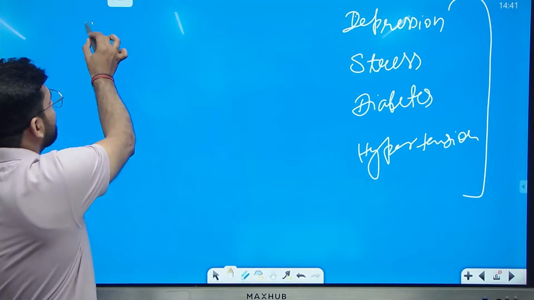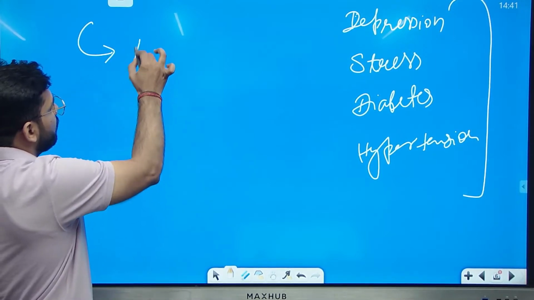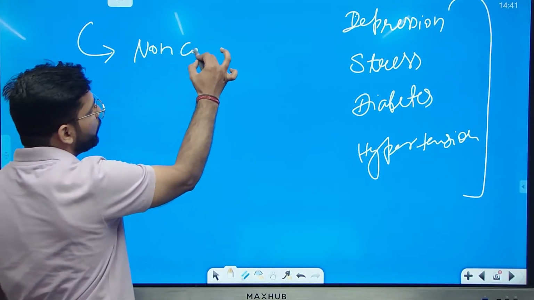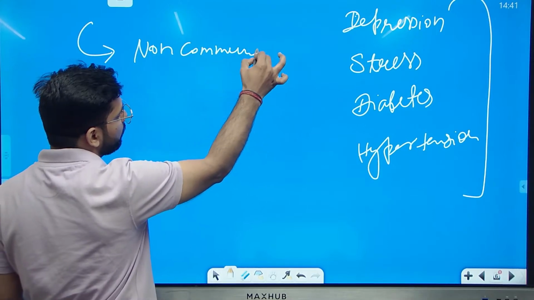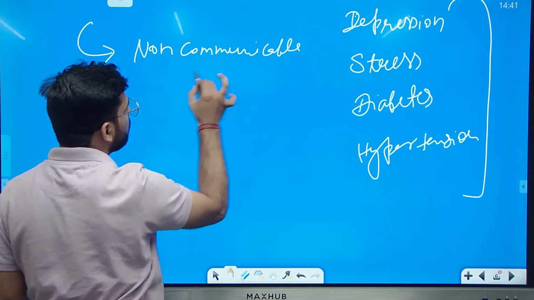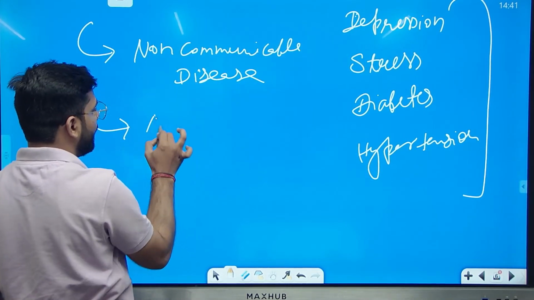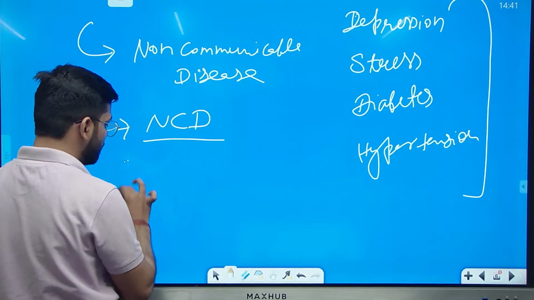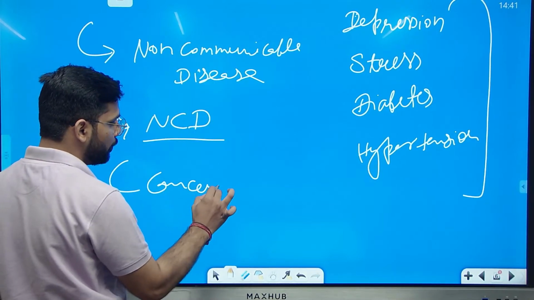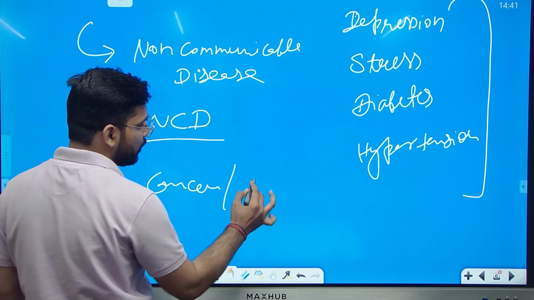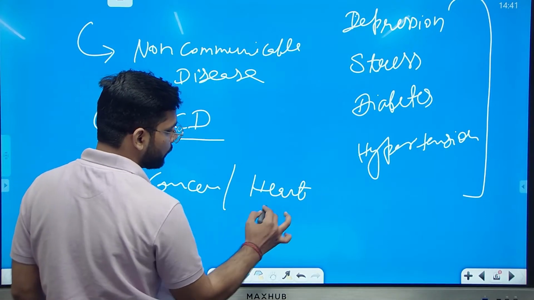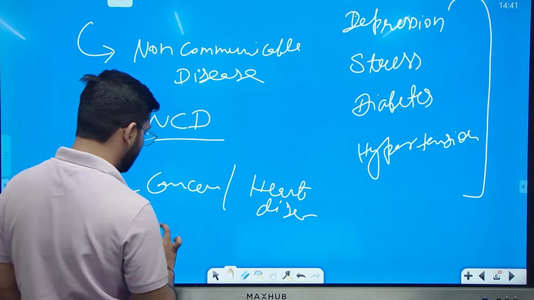And there is another data about non-communicable diseases. Non-communicable disease, NCD बोला जाता है, as cancer is also a non-communicable disease. Cancer, heart disease, diabetes.